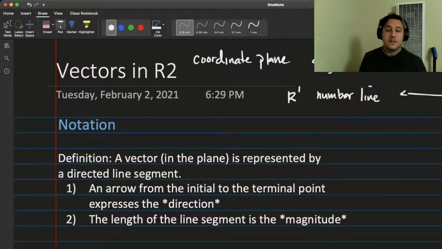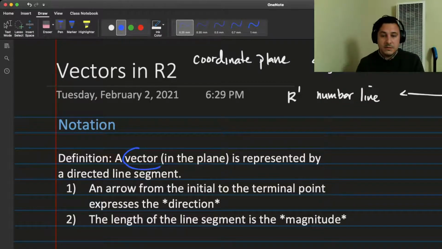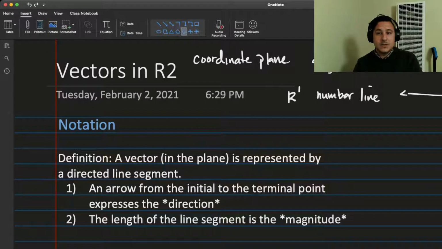Okay, let's talk about notation. Today we're going to discuss things called vectors, particularly vectors in the plane. A vector in the plane is represented by a directed line segment. So what do we mean by that? What is a directed line segment?